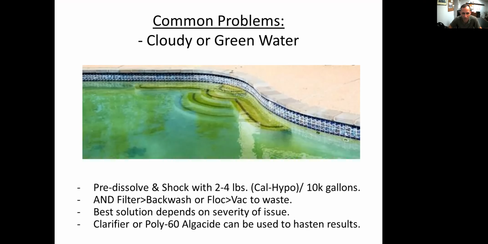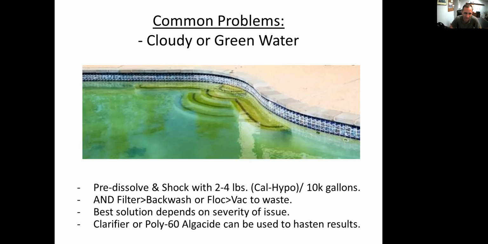So after you do that, run the filter 24 hours until it's clear, and backwash it as needed after a day or two, depending on how cloudy it is. If it's very cloudy, very green, you might not want to do that, because all that dirt and debris and organic stuff is passing through the filter and could cause problems with your filter.